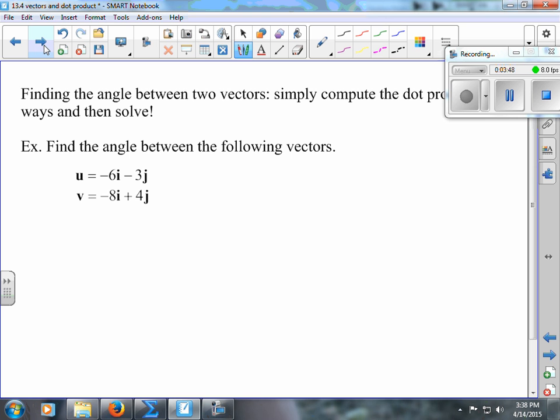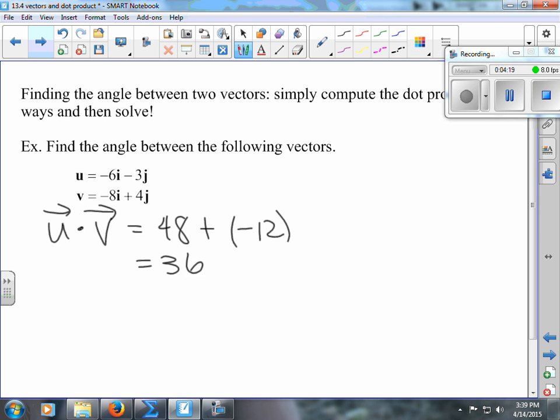All right, and so since we have two ways of computing dot products, one of the strategies that we're going to use to determine an angle between two vectors is to compute the dot product two different ways and solve. Here I have component form, and so I can find the dot product between u and v very simply. The product of the x components plus the product of the y components. And so that gives me 36. So I know the dot product is 36.